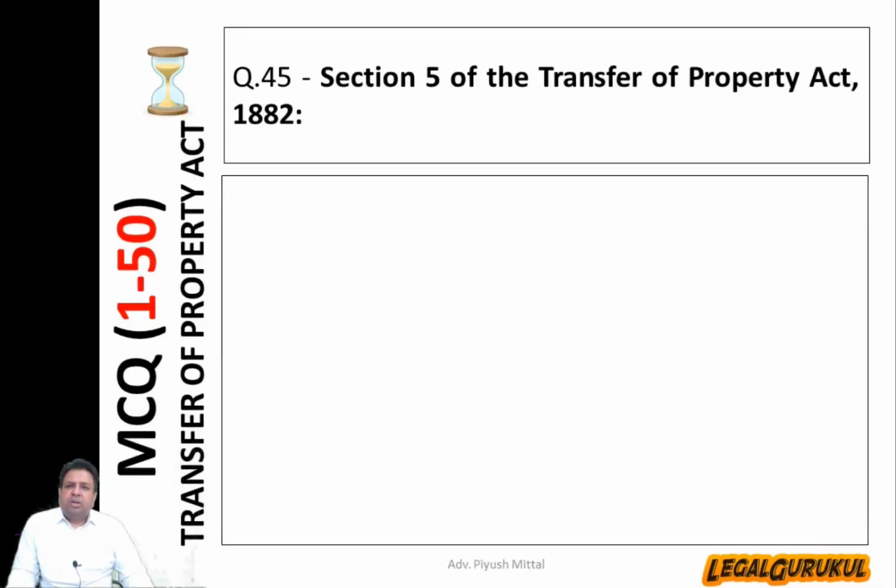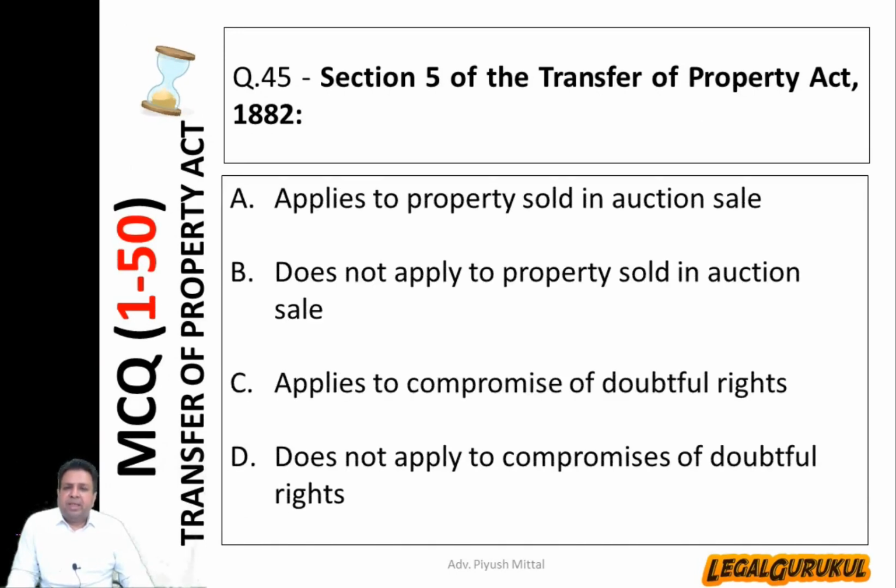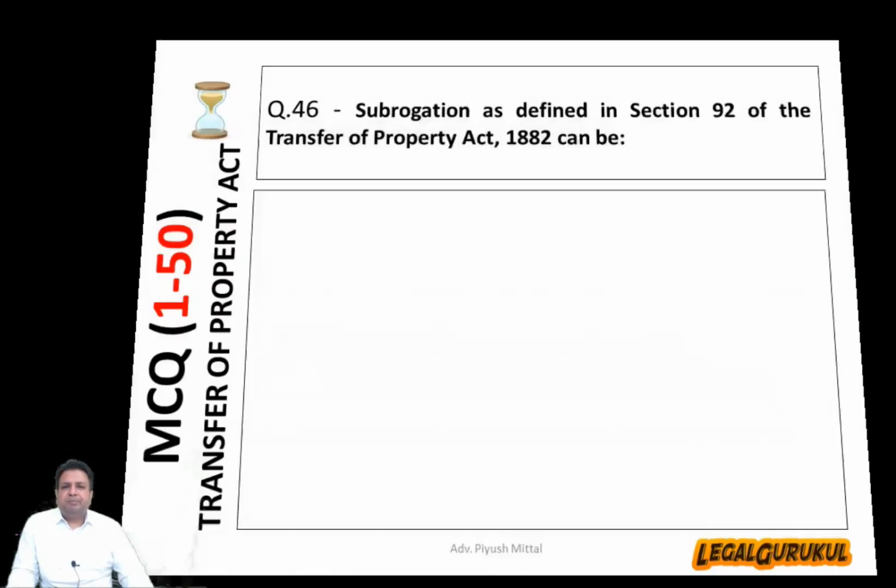Question number 45. Section 5 of the Transfer of Property Act A. Applies to property sold in auction sale. B. Does not apply to property sold in auction sale. C. Applies to compromise of doubtful rights. D. Does not apply to compromise of doubtful rights. And the correct answer is B. Does not apply to property sold in auction sale.